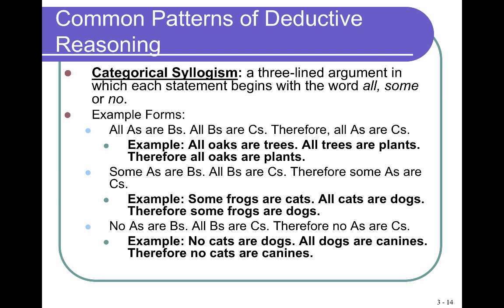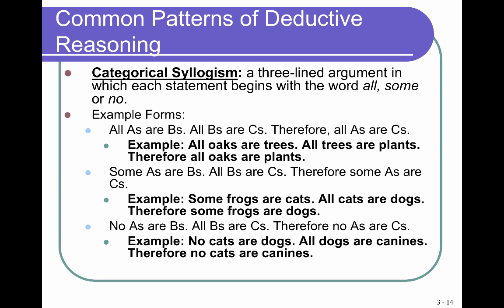Here are some examples. All A's are B's, all B's are C's, therefore all A's are also C's. And the example is all oaks are trees, all trees are plants, therefore all oaks are plants. Makes logical sense. Some A's are B's, all B's are C's, therefore some A's are C's. And here's the example. Some frogs are cats, all cats are dogs, therefore some frogs are dogs.